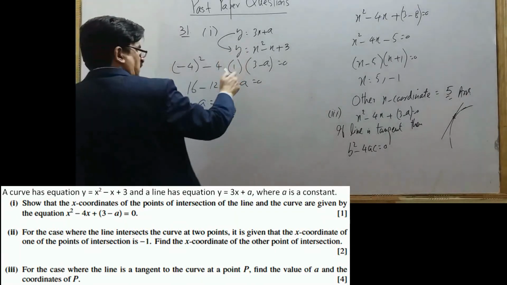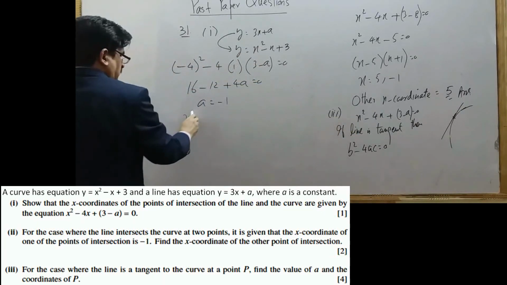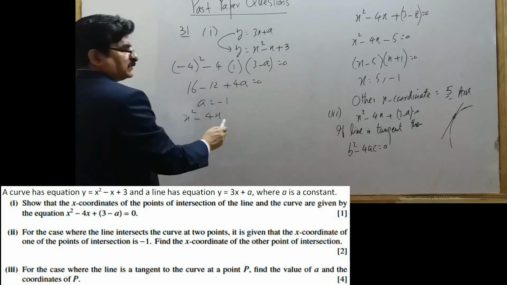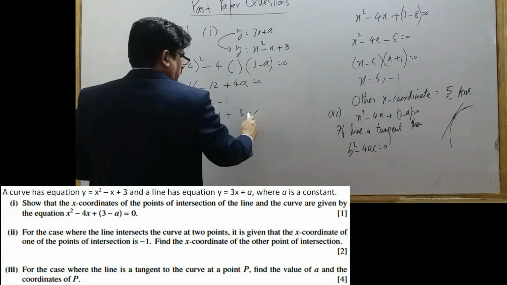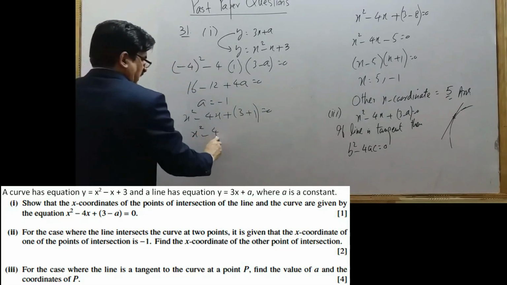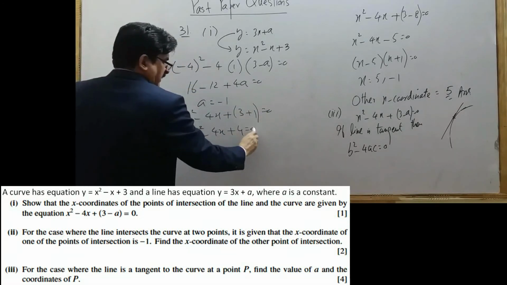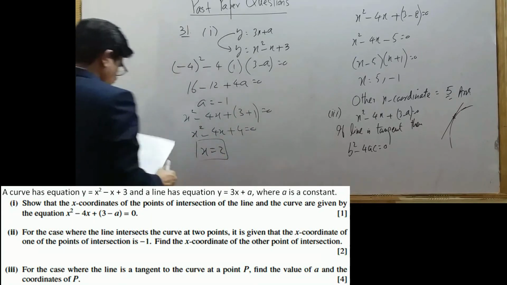Now a is minus 1, put it back into this equation. You will get x square minus 4x plus 3 minus a into, this is minus, plus 1 equal to 0. Simplify it, you have x square minus 4x plus 4, and if you solve it, you will get the value of x to be equal to 2.